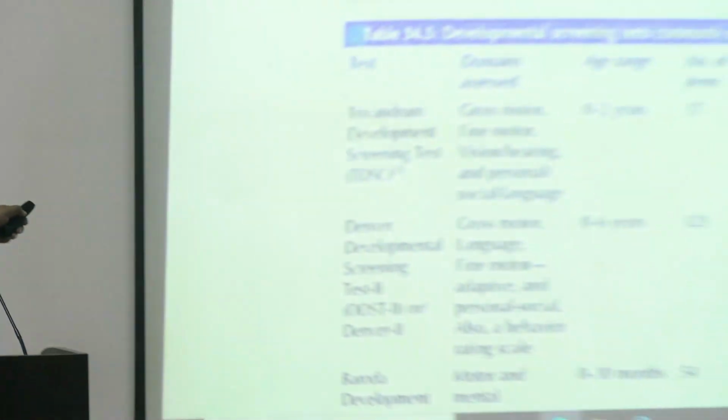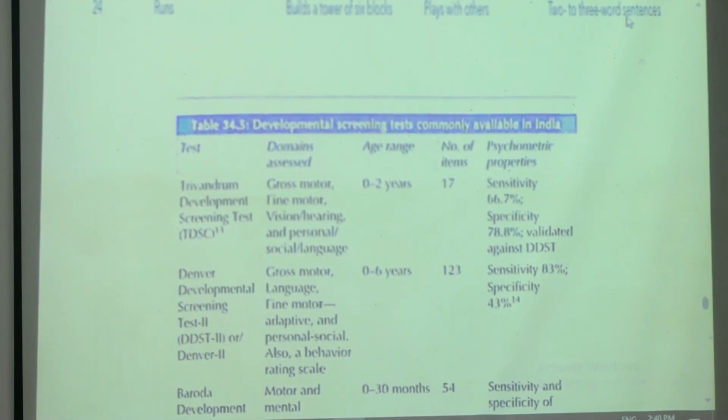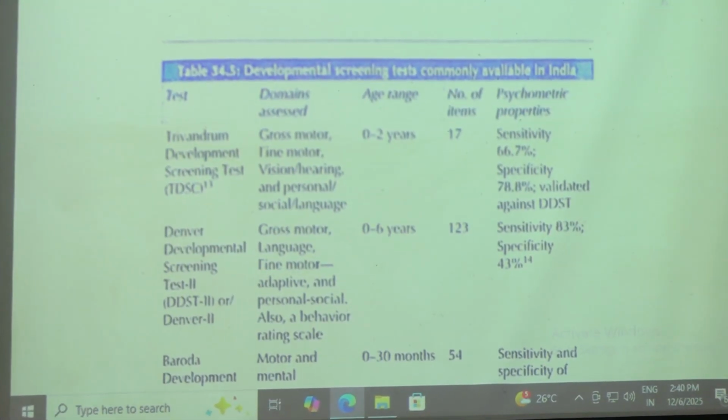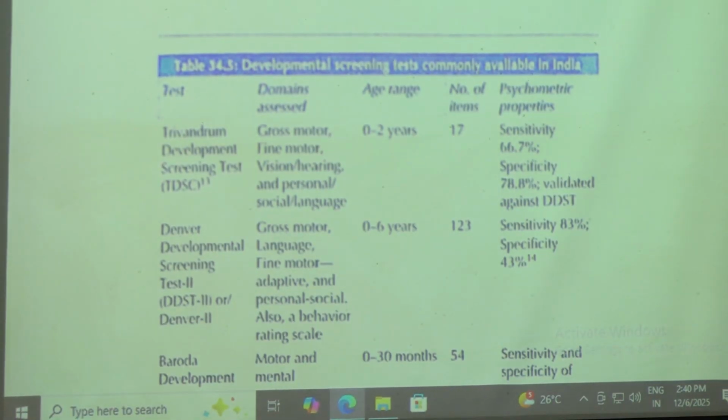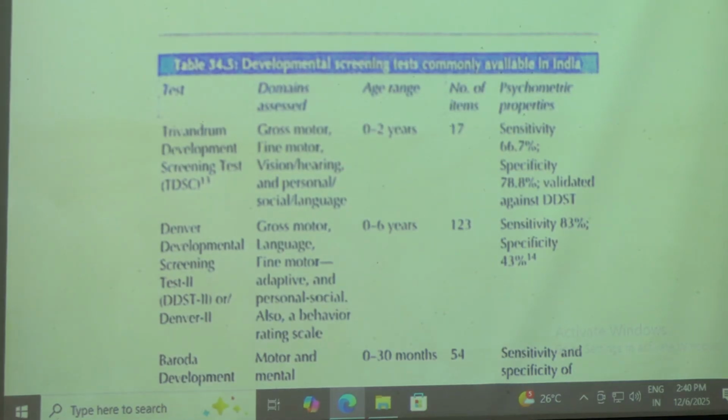There are some tools that are used for development screening. Trivandrum development screening test is there. Geneva development screening is there. Baroda developmental screening is there. These help in the domains assessed. In Trivandrum, gross motor, fine motor, vision, hearing. These are the things that are examined. This you should read from the book.